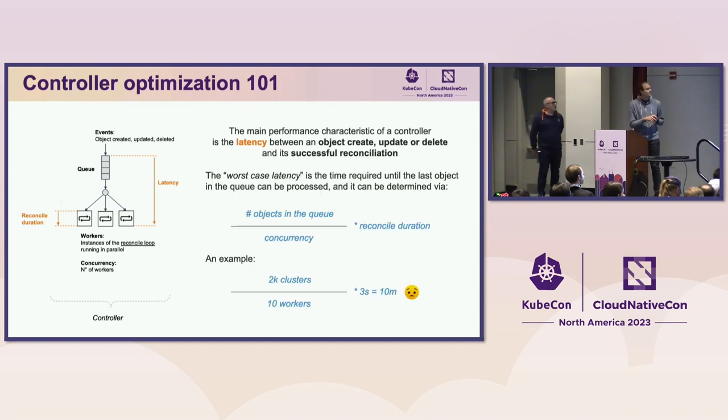So we set up this formula here, which is basically the number of objects in a queue divided by the concurrency, and then multiplied with the reconcile duration. So very simple example. Let's say we have 2,000 clusters. We have 10 workers, which means every worker has to reconcile through 200 clusters. And if every one of those takes 3 seconds, then we need 10 minutes just to reconcile through 2,000 clusters.